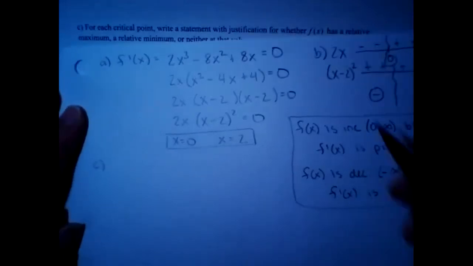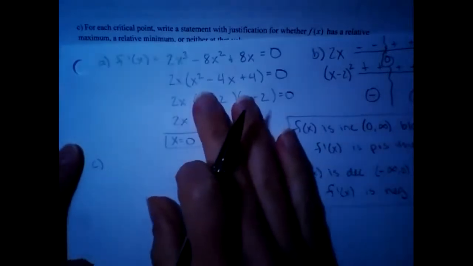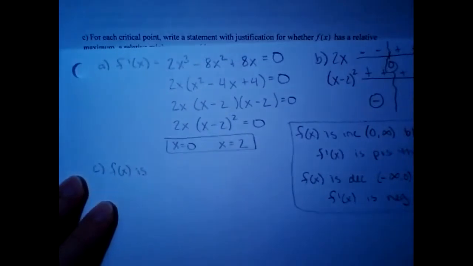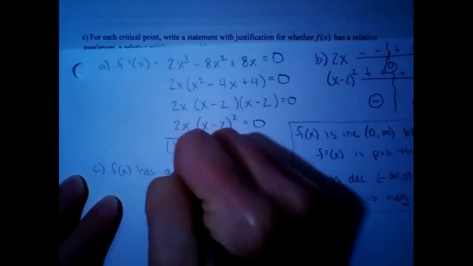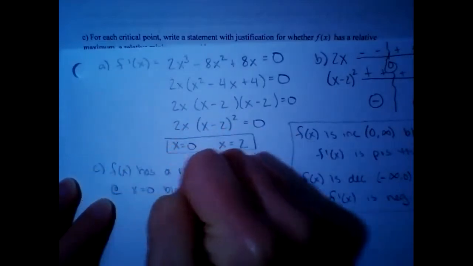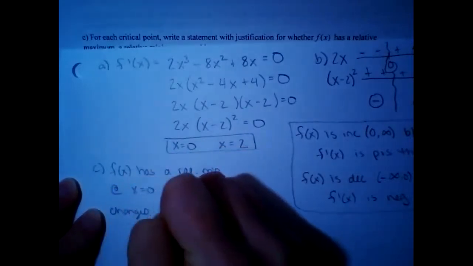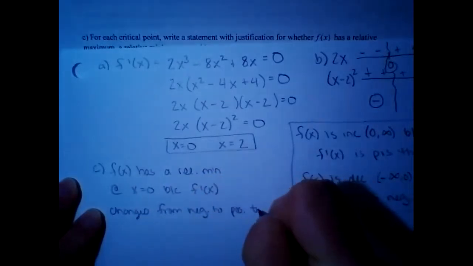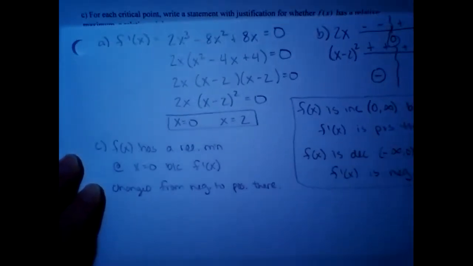Good, nice job, minimum, because it means the function changed from decreasing to increasing. So that's going to give you a low point. All right, so remember, start with f of x is or f of x has. F of x has a relative minimum at x equals 0 because f prime changes from negative to positive there. So yeah, you have to write a sentence, okay?